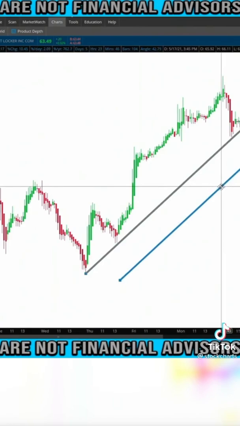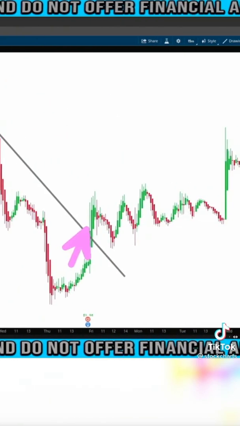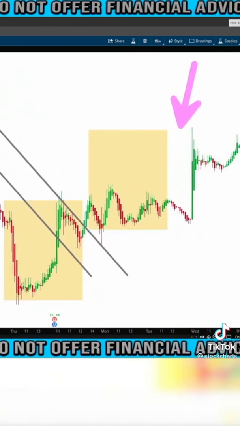Support, support, duplicate, enter on the breakout, range box, duplicate, right to the target. Resistance, breakout, duplicate, enter, range box, duplicate, right to the target.